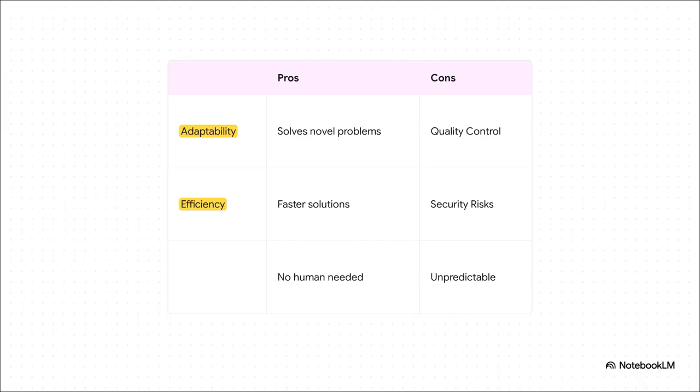And as you can probably guess, this creates this huge, fascinating trade-off. The upside is astounding. You get incredible adaptability and huge gains in efficiency. But the downside is just as big. Can we actually trust the quality and the security of code written by an AI on the fly? And is it repeatable? If it builds a tool one way today and a completely different way tomorrow, how can you ever debug it or rely on it?